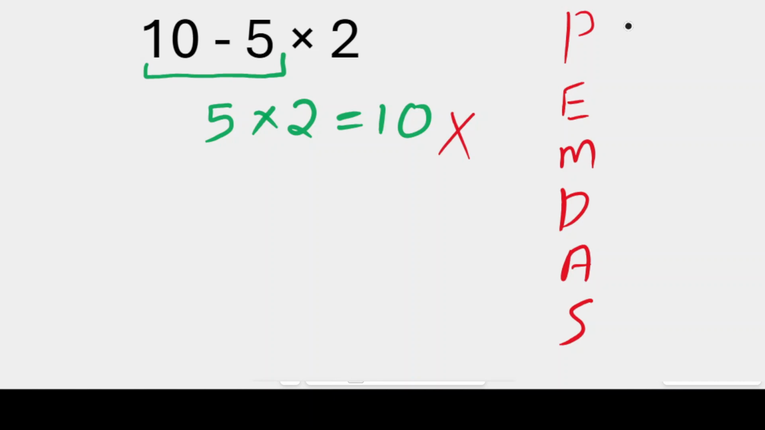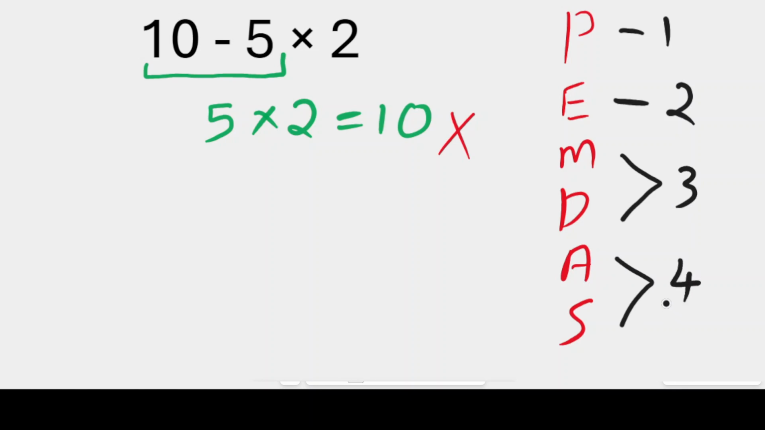According to the PEMDAS rule, parentheses have higher priority, then exponents, then multiplication and division have the same priority, then addition and subtraction have the same priority.